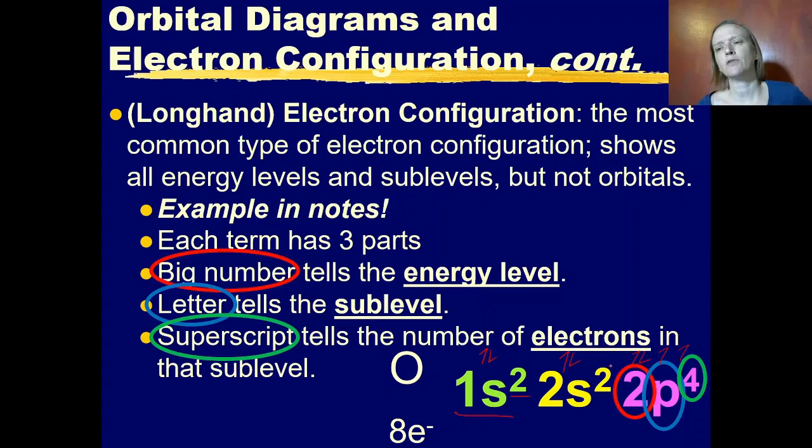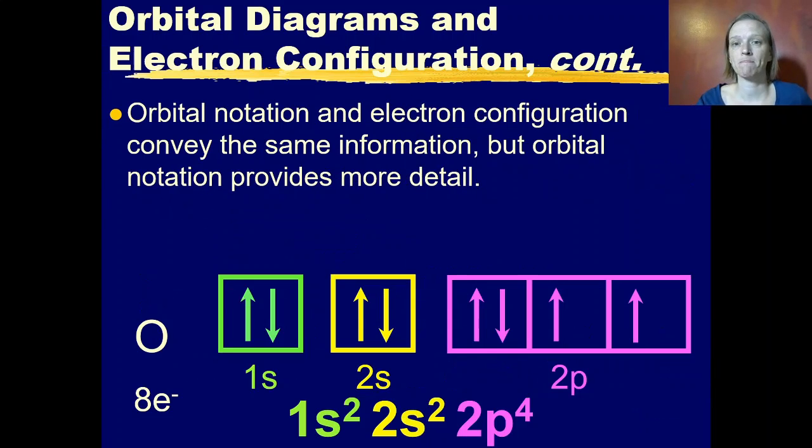This actually has slightly less information because I don't have to worry about the empty bus seat rule when I'm doing a standard longhand electron configuration, because we just say there are 4 electrons here, and I don't show you the spins of those electrons. So this notation is slightly simpler than the orbital notation I showed you previously. Again, just showing these side by side. Orbital notation and electron configuration convey the same information, but orbital notation gives you more detail about those electrons and their spin.